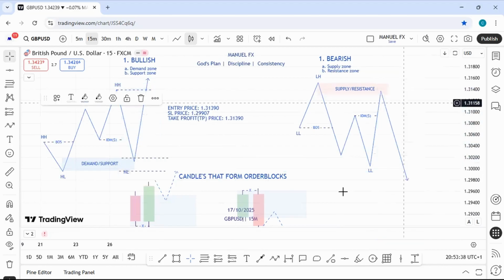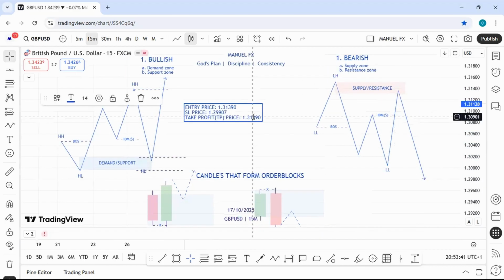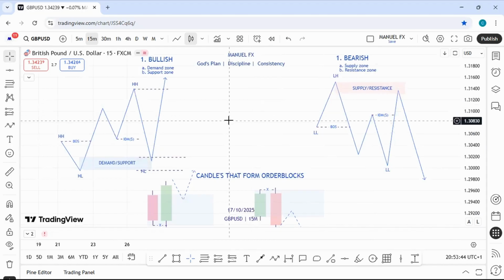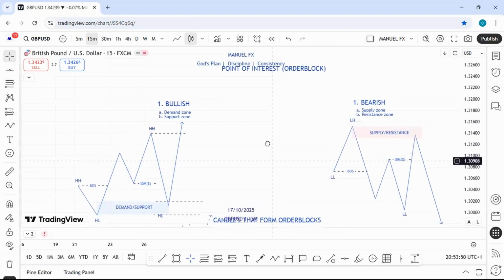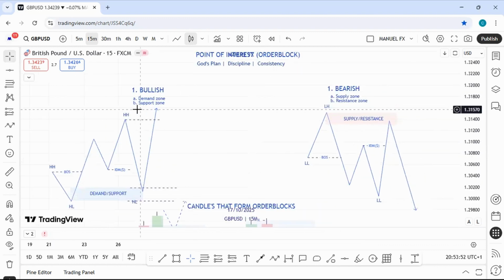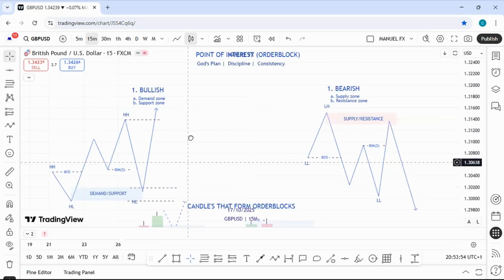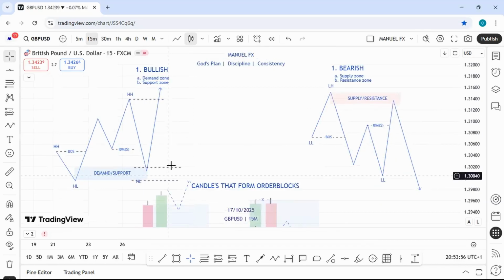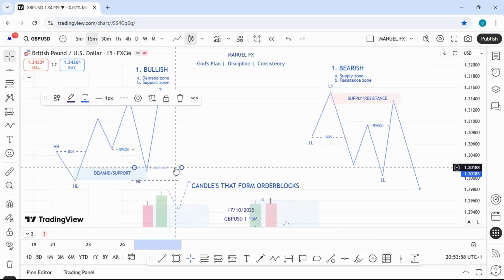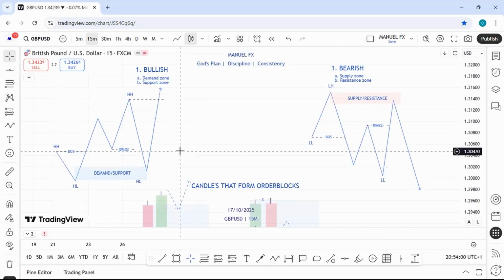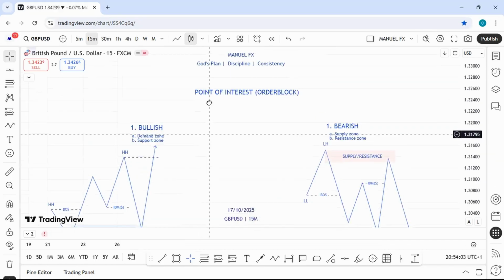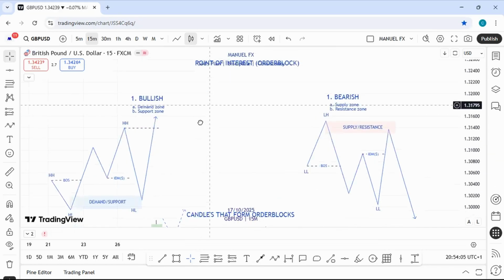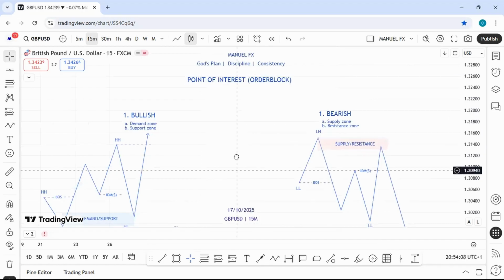Now, POIs, points of interest, order blocks, are not just demand or supply zones. Order blocks are candle formations. There are candle formations that form these order blocks, and for us to ensure that these order blocks are valid, we have to see those candle formations. If those candle formations don't happen, then that order block is not actually a very high probability order block.